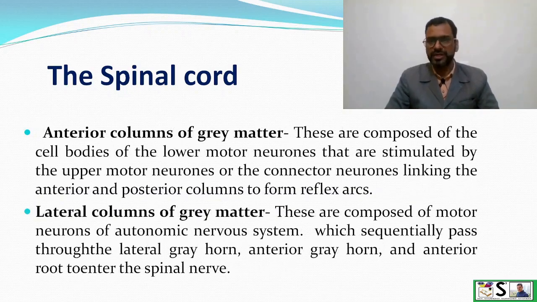The anterior column of gray matter, these are composed of the cell bodies of lower motor neuron that are stimulated by the upper motor neuron or the connector neuron linking the anterior and posterior columns to form the reflex arc. Now lateral columns of gray matter, these are composed of motor neurons of autonomic nervous system which sequentially pass through the lateral gray horn, anterior gray horn and anterior root to enter the spinal nerve.